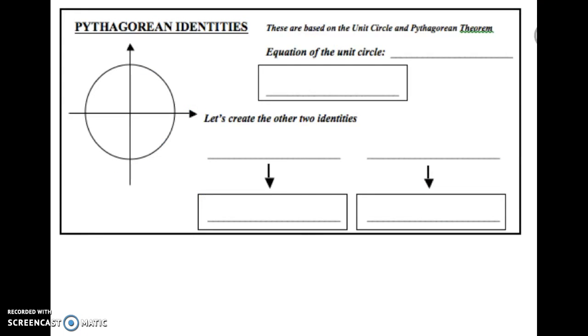Now we're going to change gears a little bit. We're going to talk about the Pythagorean identities. These are based on the unit circle and the Pythagorean theorem.